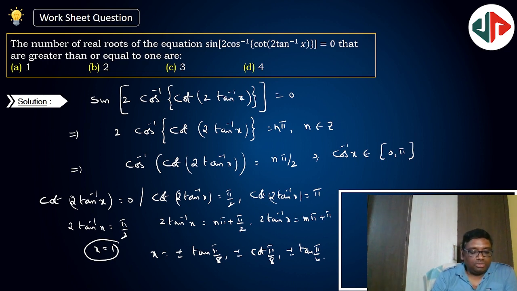Totally, all the values that are greater than 1 give two values. Greater than or equal to 1 means these values are always less than 1 only will exist. So totally two values will exist.